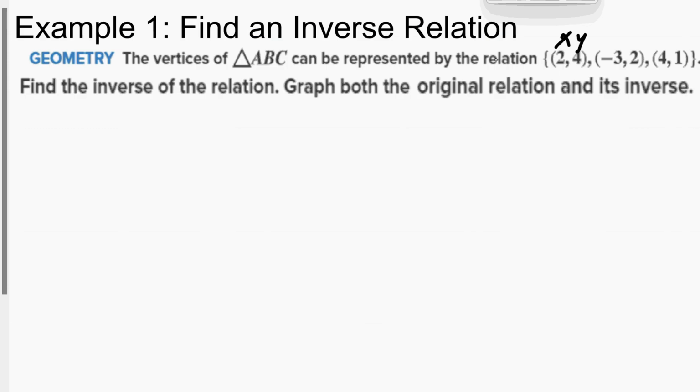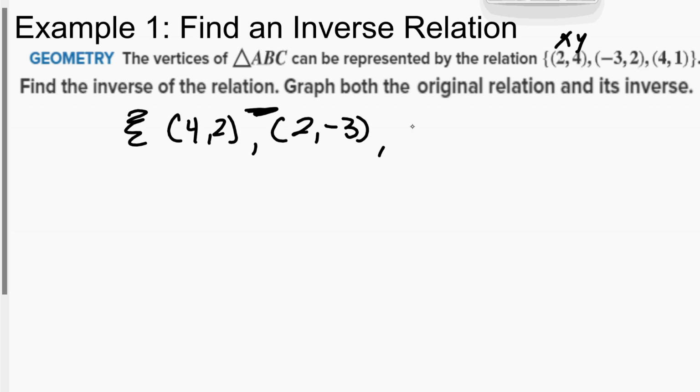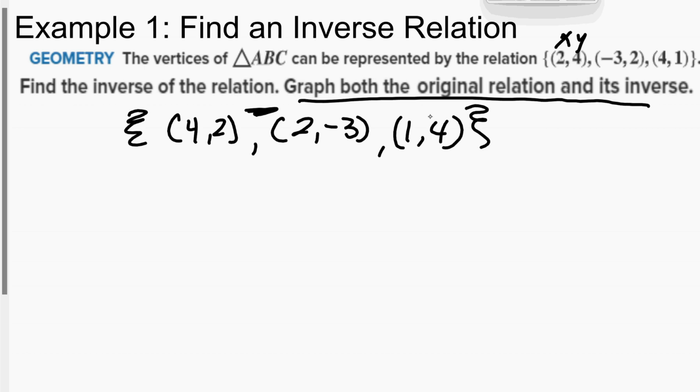So as we look at this problem, all we have to do for the inverse function is really just switch these. Set notation, so 4 then 2, comma, and then 2 then -3, and then 1 then 4. So that would be the inverse relation, is just switching those x's and y's. And then it says graph both the original relation and its inverse.